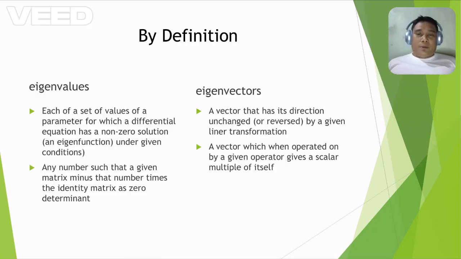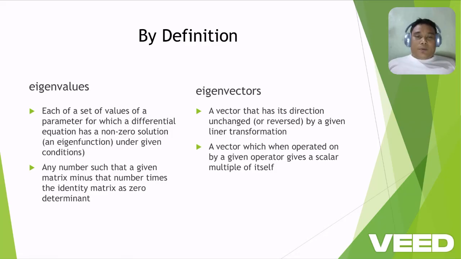By definition from Google, eigenvalues are each of a set of values of a parameter for which a differential equation has a non-zero solution under given conditions. It is any number such that a given matrix minus that number times the identity matrix has a zero determinant. Eigenvectors are vectors that have their direction unchanged or reversed by a given linear transformation. It is a vector which, when operated on by a given operator, gives a scalar multiple of itself.